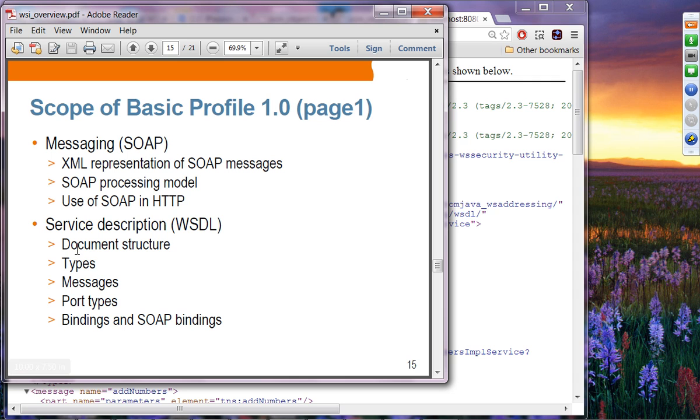In terms of WSDL, they talk about document structure, types, messages, port type, binding, and things like that. One of the things we talked about was that the message definition in your WSDL document has to point to an element rather than a type. Okay. The WSDL specification itself says that a message part can point to either an element or a type, but the WS-I basic profile says no, you have to use an element rather than a type. So that is constraining how a message is supposed to be defined.